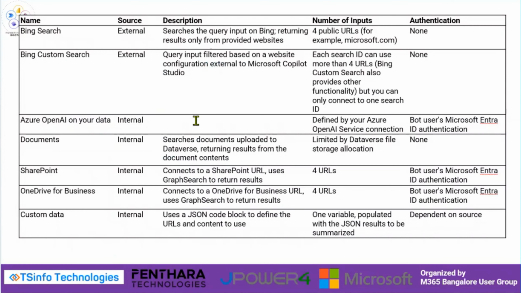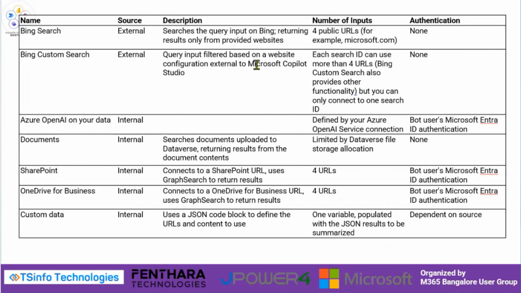Now, this is a table from Microsoft documentation, which shows the different data sources, whether internal or external, the description, and the number of inputs which you can provide. One thing to note: when we are talking about Bing search or external public URLs, one Copilot bot which you create with Copilot Studio would only support 4 public URLs.